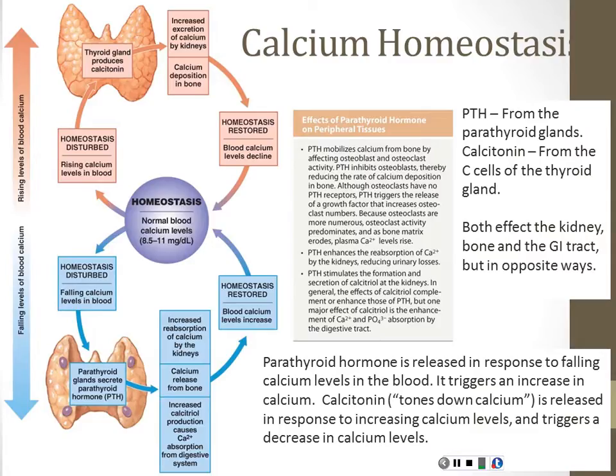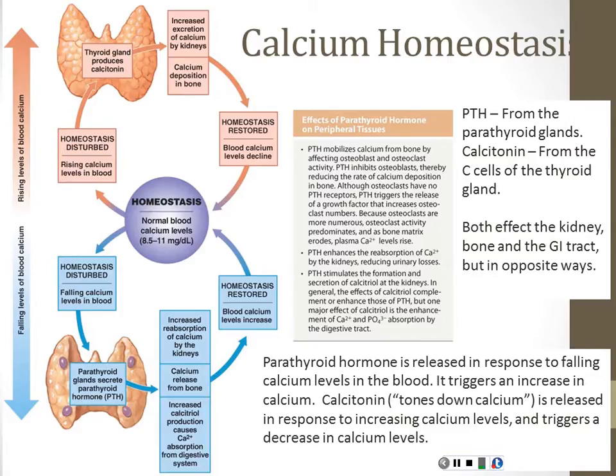So how does this part work? Osteoclasts break bone down at the cellular level, and that causes an increase in blood calcium. Osteoblasts make bone, which causes a decrease in blood calcium. Okay, so those are the two players.